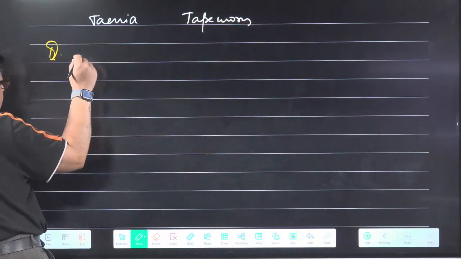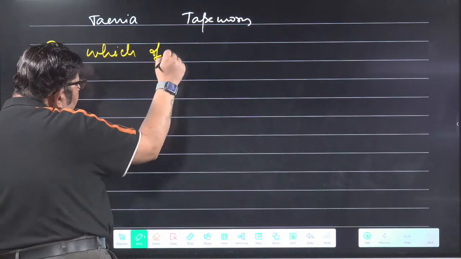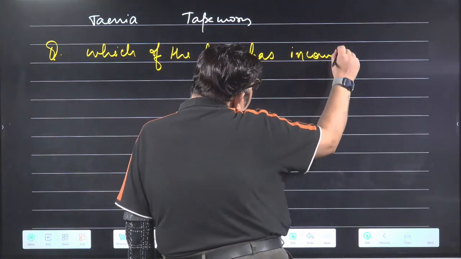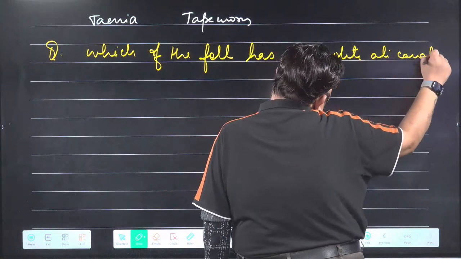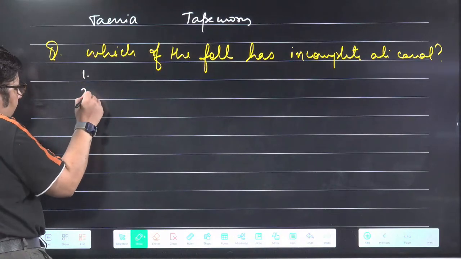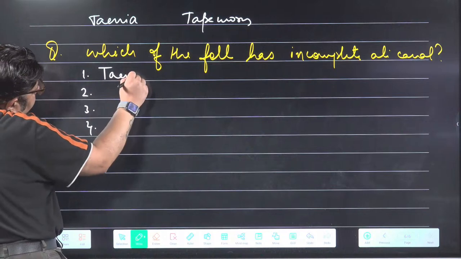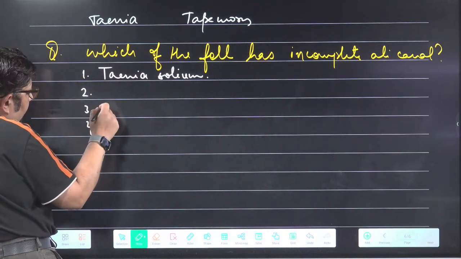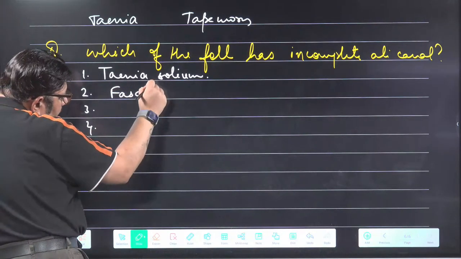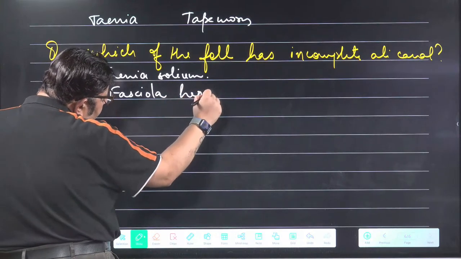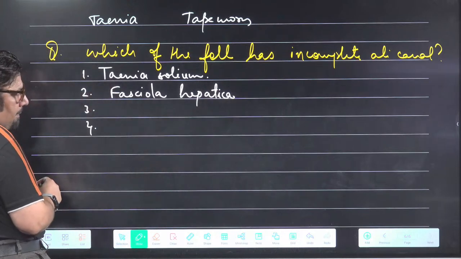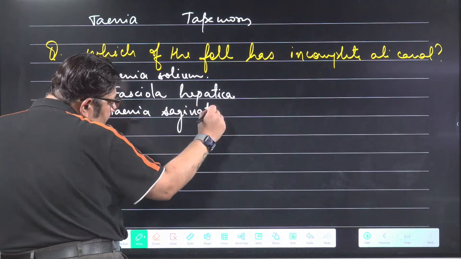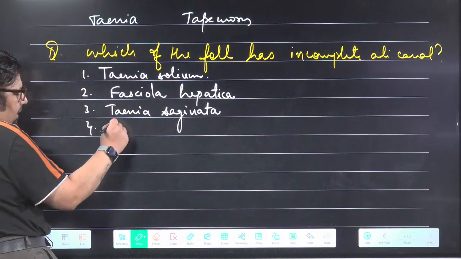Question, now answer this question. Which of the following has incomplete alimentary canal? And your options begin here. One is Taenia solium, it is a pork tapeworm. Then I can give here Fasciola hepatica, liver fluke. Then Taenia saginata, this is a beef tapeworm.